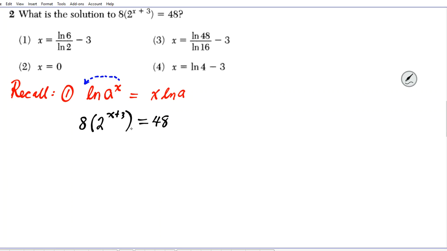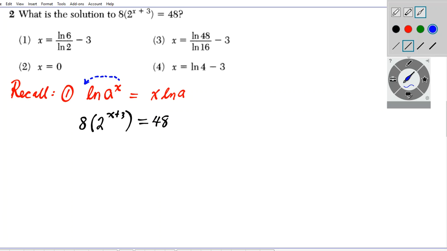Now remember that anytime you're solving an equation where the variable is an exponent, you will have to use the inverse of exponential functions to solve it. So the goal first is to isolate the term with the exponent that has a variable, which is 2 to the x plus 3. To get it isolated, we'll first have to get rid of that 8 in front. This can be accomplished by dividing both sides of the equation by 8.